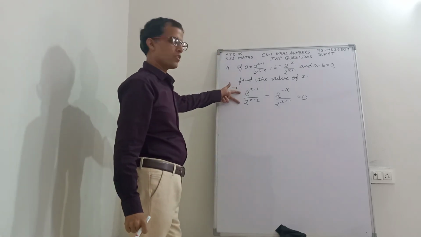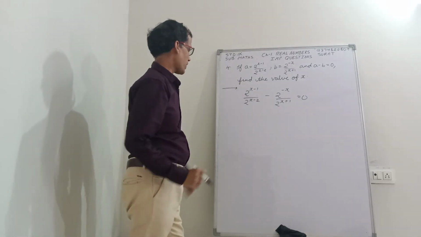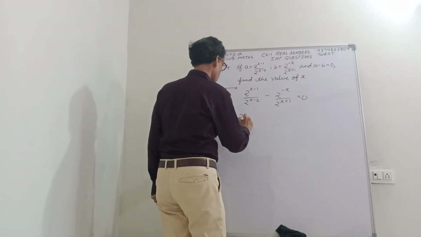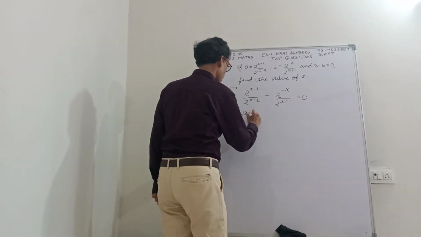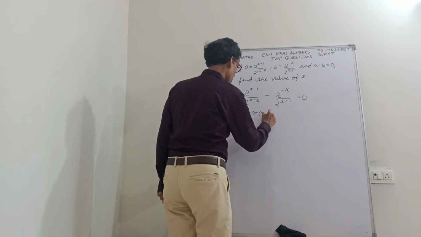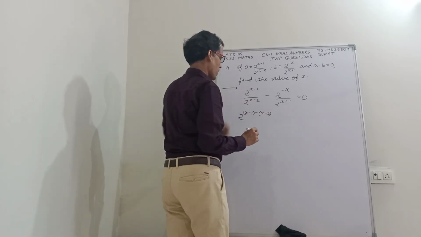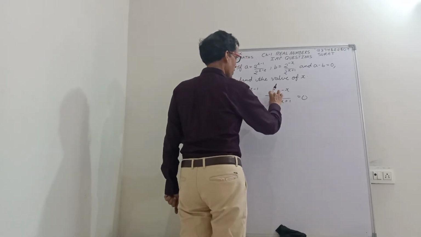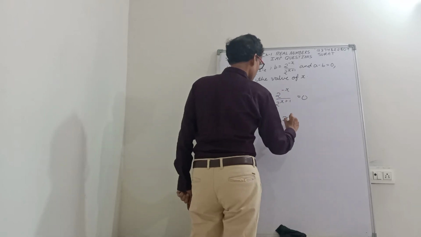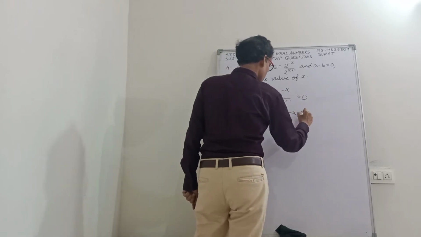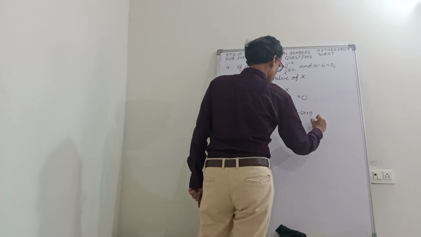Now during division, when the base is the same, you have to subtract the power. So it means x minus 1 minus, because the base is the same, so subtract the power. Here also the base is the same, subtract the power, and it is equal to 0.